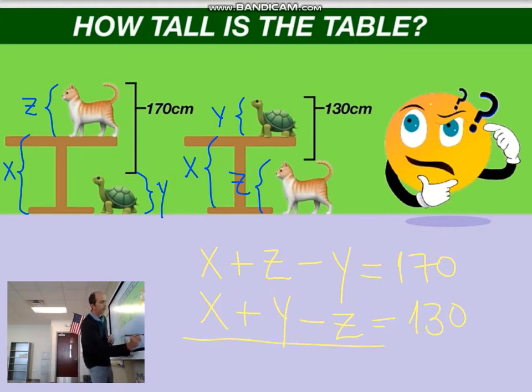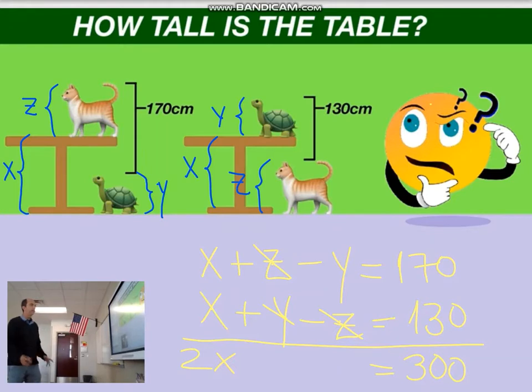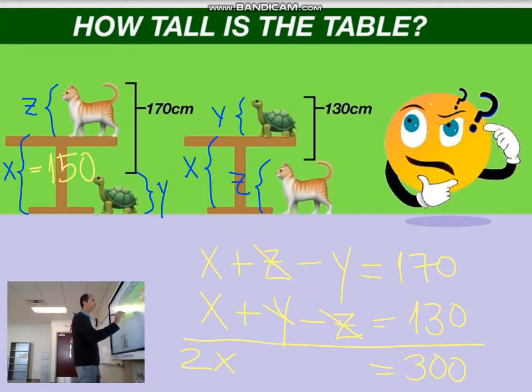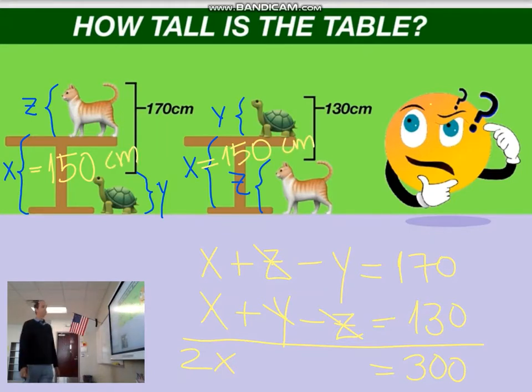If you add these two equations, you will have x plus x is 2x, z minus z is 0, negative y plus y is 0, equals 170 plus 130, which is 300. So 2 times the height of the table equals 300 centimeters. That means the height of this table equals 300 divided by 2, 150. x equals 150 centimeters. This is the answer for this puzzle.